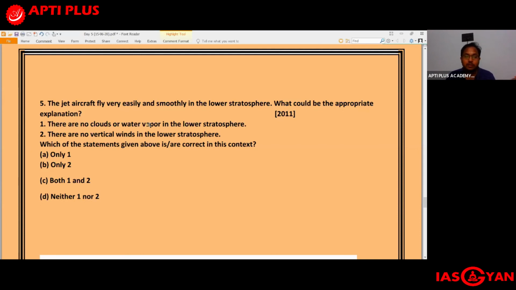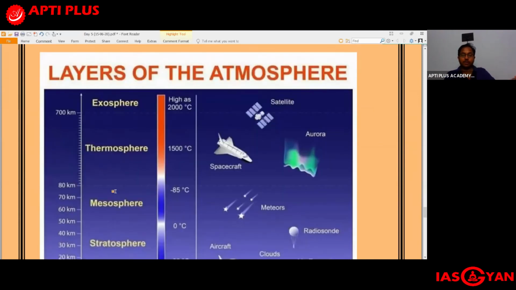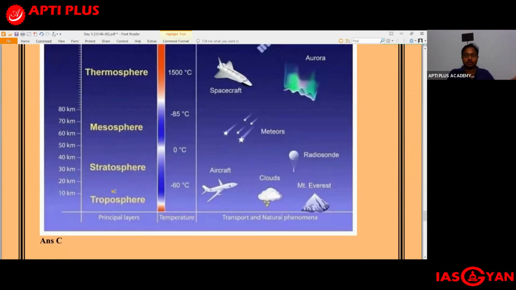So there are no clouds, that is correct. There are no vertical winds in the lower stratosphere, that is also correct. So 1 and 2, both of them are correct, and the correct answer should be C, both 1 and 2. From this picture over here, you can understand that aircraft fly in the lower part of the stratosphere.